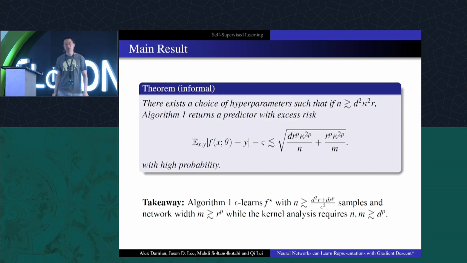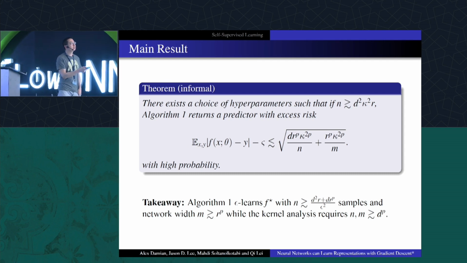Okay, so for now, here's the theorem we proved. The sample size, for this result right now, is quadratic in D, D squared times some poly R factors. And then the risk is going to be dr to the p. So the ideal thing would be if you had r to the p. We have an extra d here.